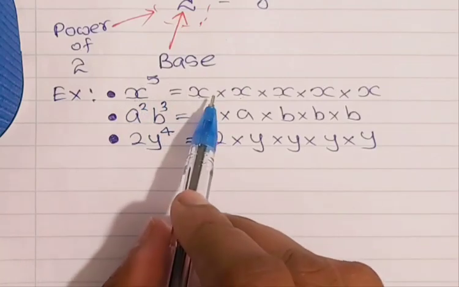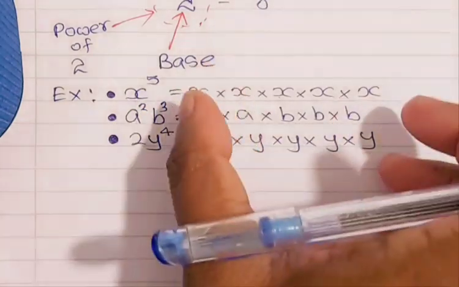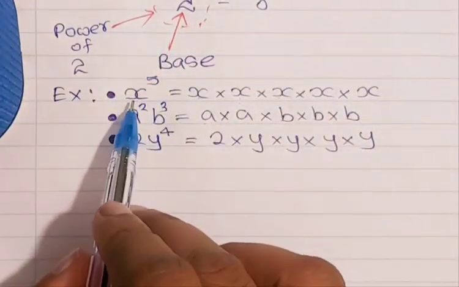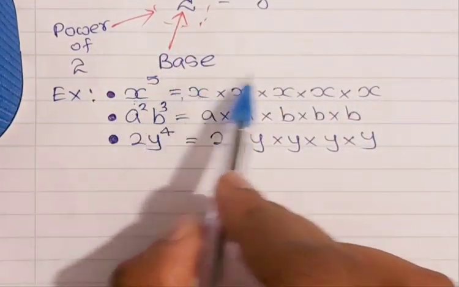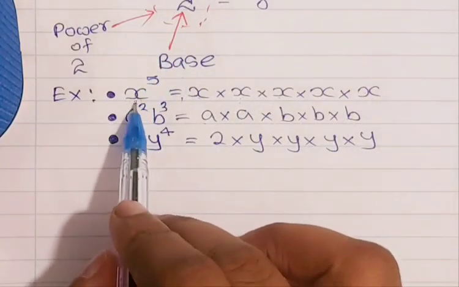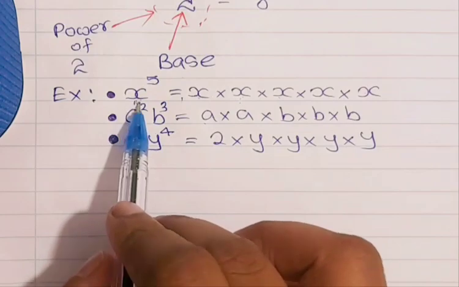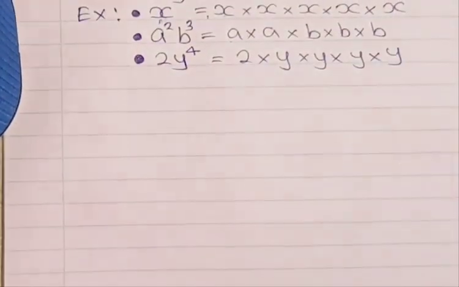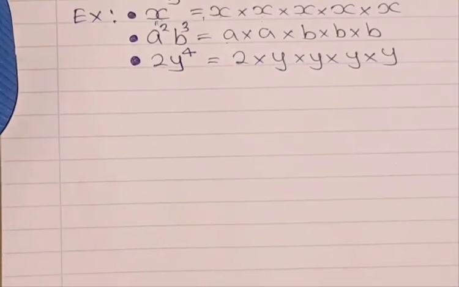You can expand the indices like this, and in reverse also. If you get this product as the answer, you can convert it into index notation. In the same way you can do it on the other side also. Those are the things you need to learn here.